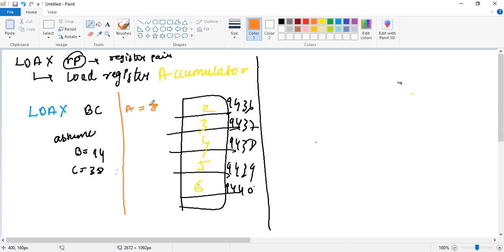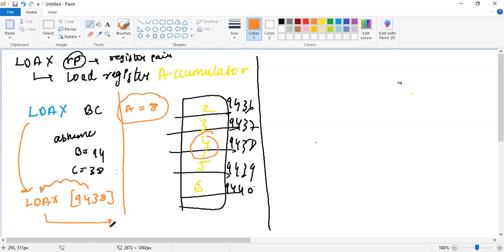Assume this is the scenario. If I write LDAX BC, how will it work? The internal working will be LDAX, and instead of BC we will write 9438. Now the content at 9438 is 4. This content will be copied into your accumulator. Since A is 8, after this instruction your A will become 4. So this is how LDAX BC works, with 94 and 38 in your BC.